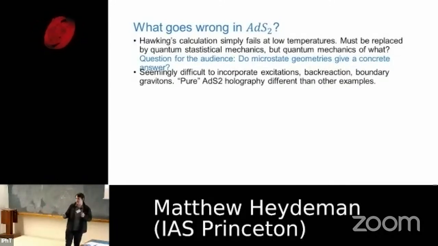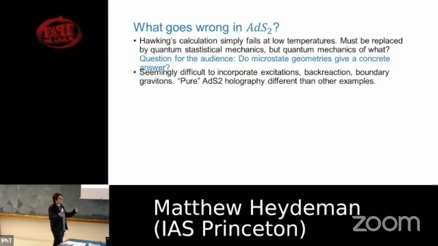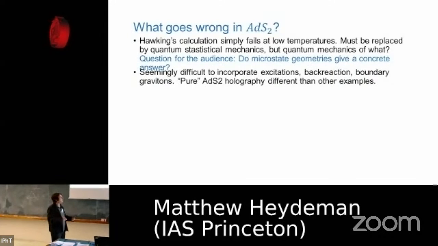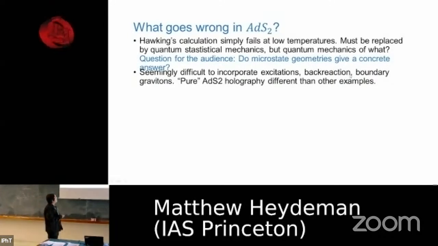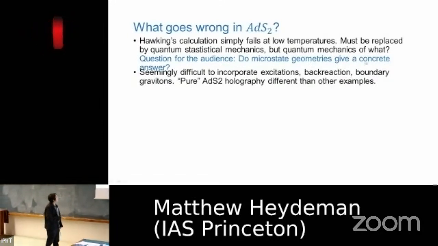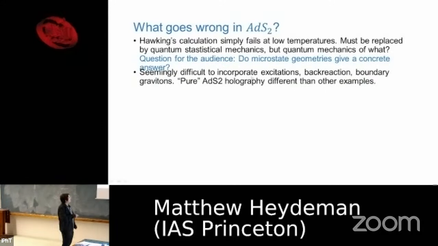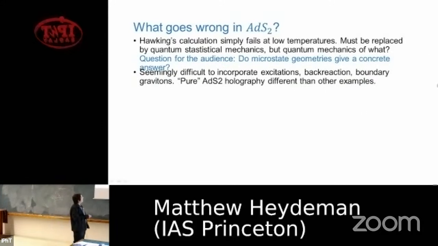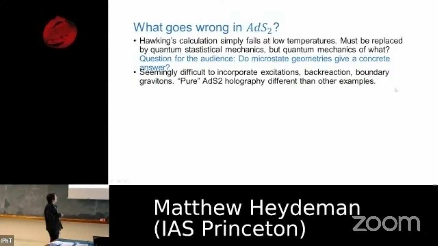So this is not supposed to be a question about the dynamical black hole evaporation process. This is a question about, does the assumption of thermal equilibrium even apply at low enough temperatures without quantizing the geometry, but quantizing the geometry in some sense that is left vague here. And as I said already, it's difficult to incorporate excitations, back reaction, boundary gravitons. So pure AdS2 holography seems naively somewhat different than other examples.